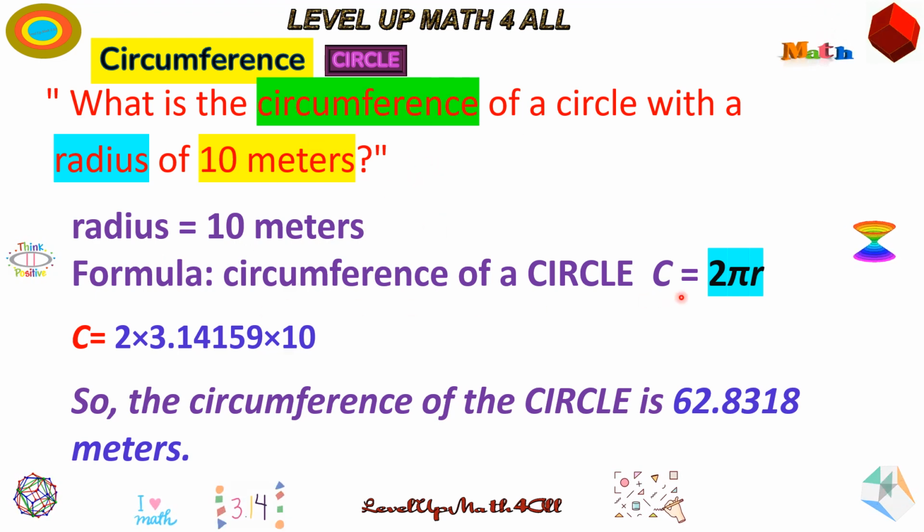And the formula we have, when we are given the radius value, is C equals 2 pi r, where the 2 is a constant and the pi value is 3.14159, and the given circle radius, that is r, is 10. So if you multiply all the values, the circle's circumference is 62.8318 meters.